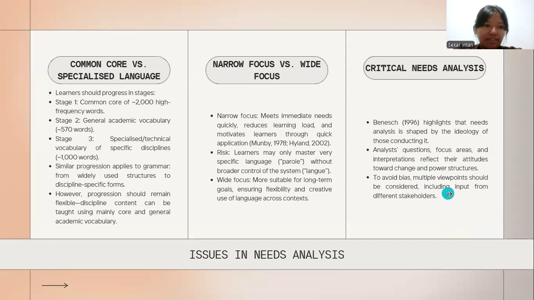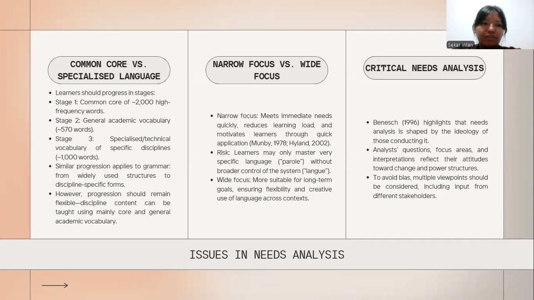The next one is issues in needs analysis. So there are three main issues. The first one is common core versus specialized language. The next one is narrow focus versus wide focus, and critical needs analysis.